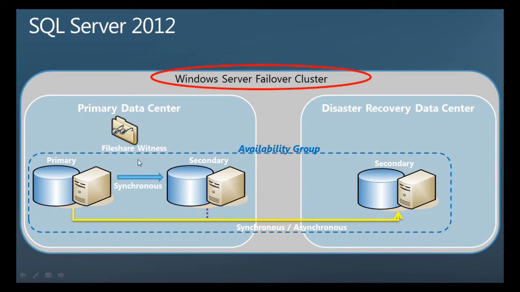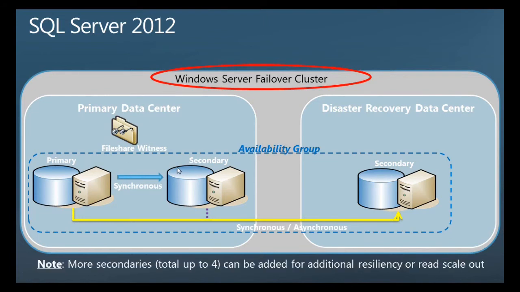You probably still need a file share witness if you want to have automatic failover, depending on how you set up your quorum and how many nodes you have in your data centers. I will talk more about the witness and the quorum in the next session. Another thing I want to mention is that there are up to 4 secondaries you can have. In this picture we have 2 secondaries. You can have 2 more, which gives you additional resilience, and also you can scale your read workloads.